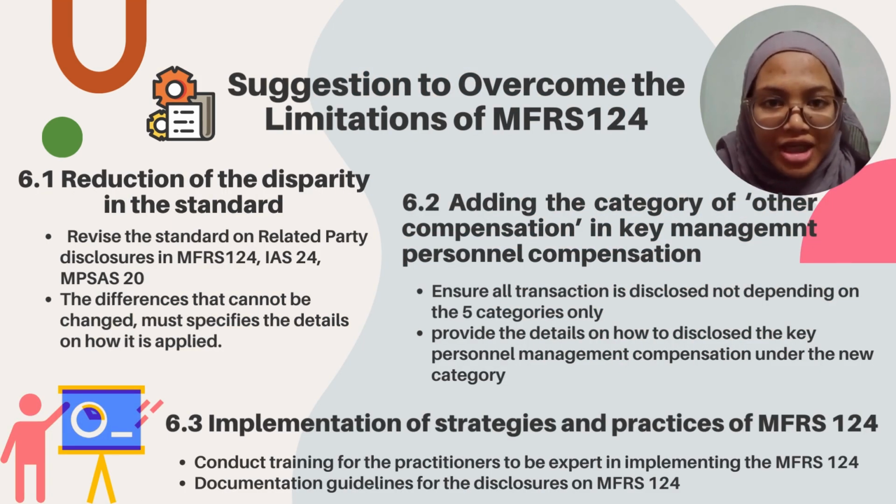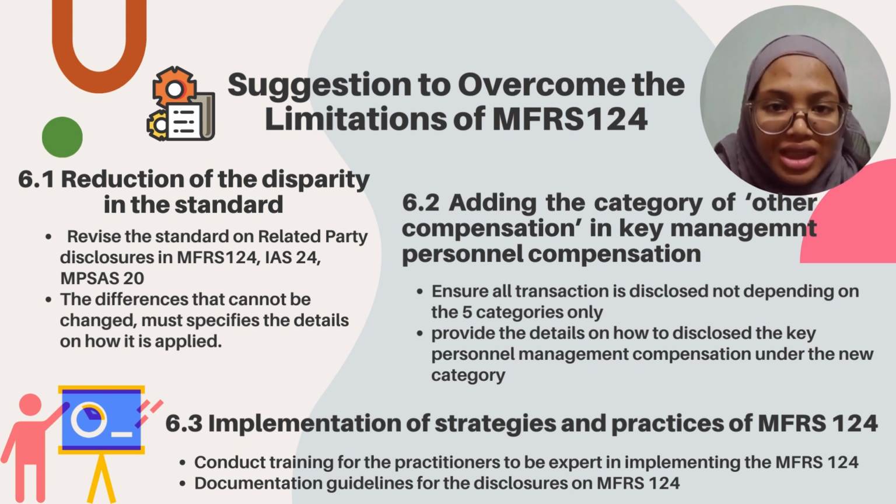When there are limitations, there are also some suggestions to overcome the limitations of the related party disclosure in MFRS 124. The first suggestion is about reducing the disparity of the related party disclosure content in the standards. It is necessary to revise the content of the related party disclosure in the standards, which are MFRS 124, IAS 24, and also MPSAS 20. The purpose is to reduce the differences in the content of the related party disclosure in those three standards.